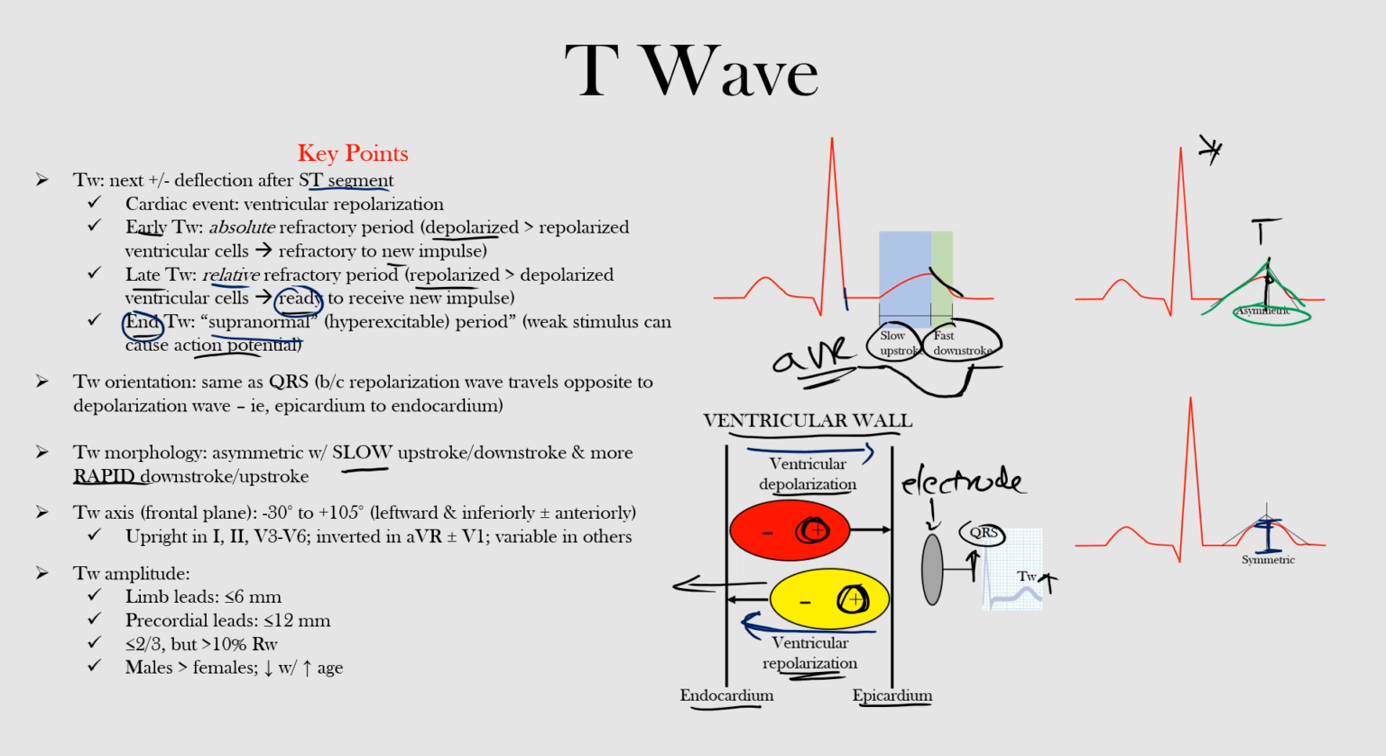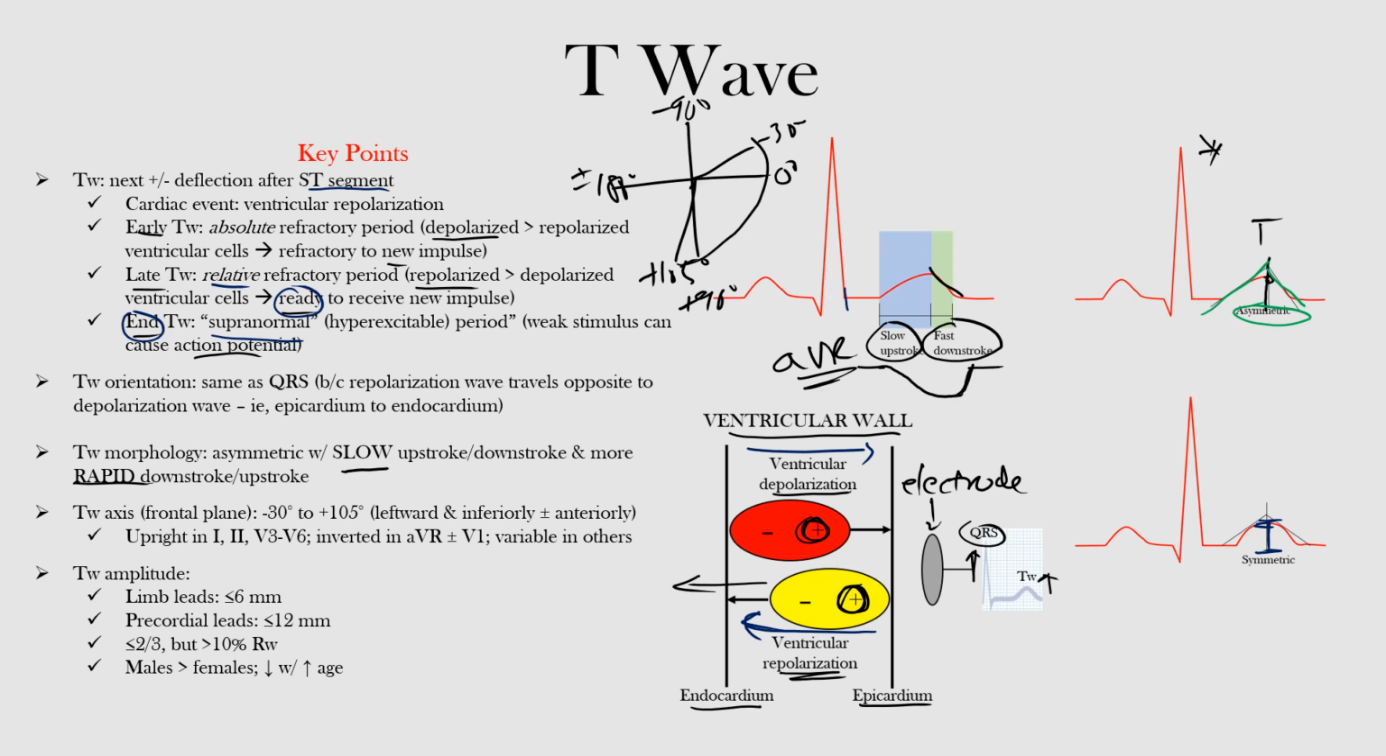Now the T wave axis in the frontal plane is between -30 and +105 degrees. So again, this would be -30 degrees, and this is +105 degrees. This would be 0, this is +90, plus or minus 180, and -90. So again, you can find the axis, but this is the same as the QRS axis, so leftward, inferiorly, and could be anteriorly directed.